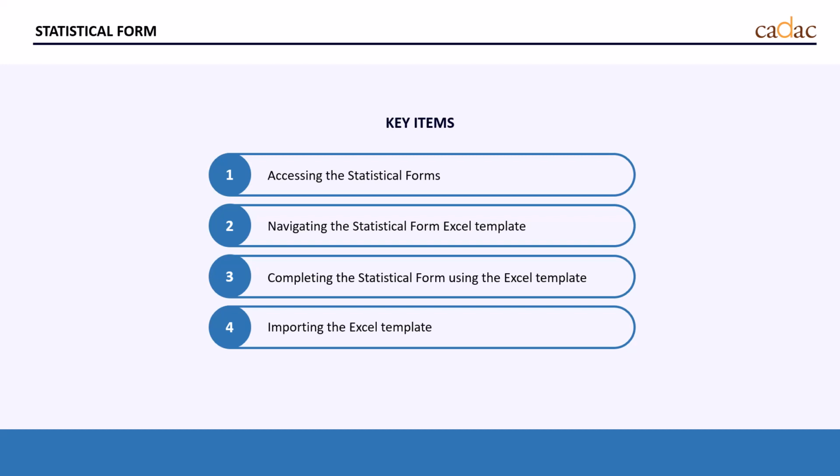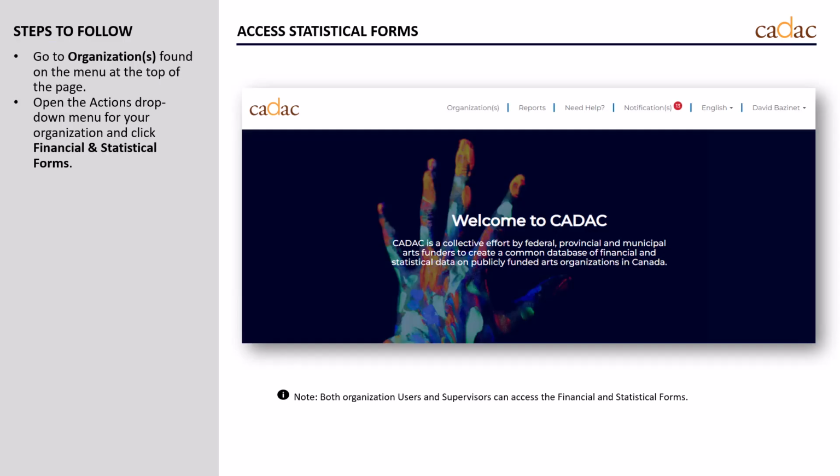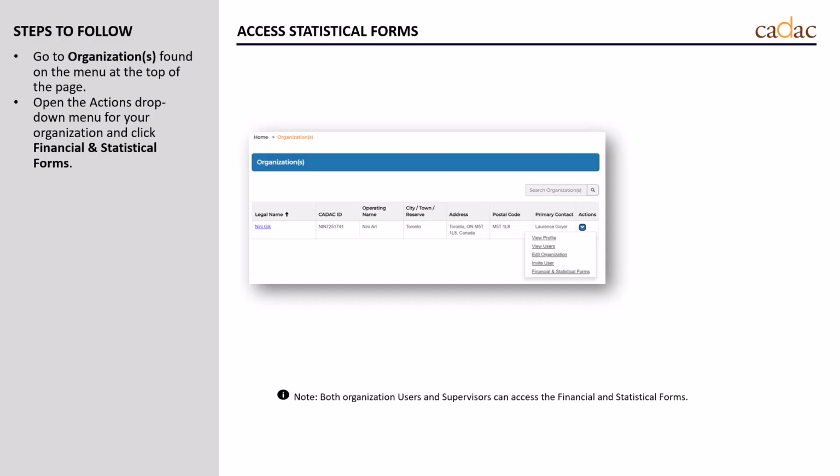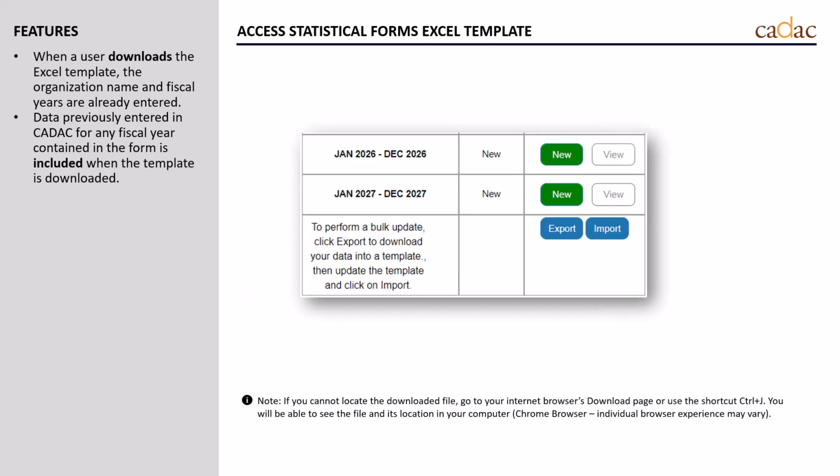First, let's go over how to navigate to the statistical forms. From the home page, click on Organizations in the top menu. On the Organizations page, open the Actions drop-down menu for your organization and click on Financial and Statistical Forms. You will be redirected to the Financial and Statistical Forms page. From there, scroll down to the bottom and under the Statistical table, click on the Export button. This downloads the Excel template that you will use to enter data.